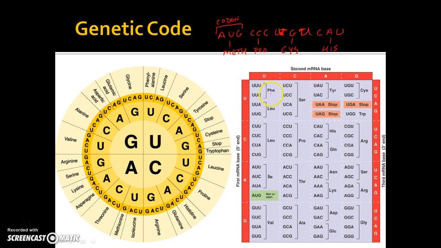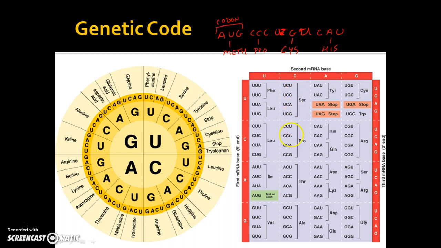Now, if you take a look at this other chart, AUG is our methionine, or our start. CCC, so we've got a C, a C, and another C.